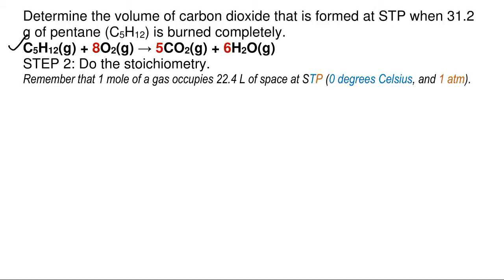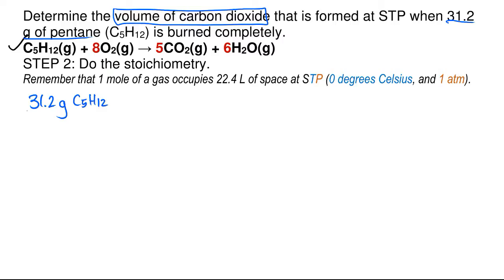And this is easier to do, of course, with the equation. Otherwise, there's no chance of you getting the correct answer without having an equation in front of you to work with. So we start with what we know, and what we know is we have 31.2 grams of pentane. And our target, what we're going toward, is volume of carbon dioxide. So 31.2 grams of C5H12 over 1.